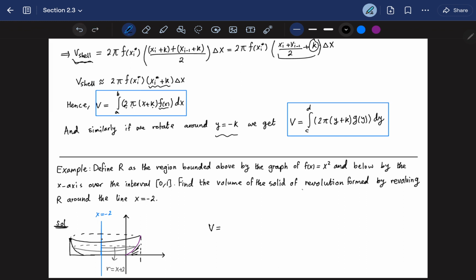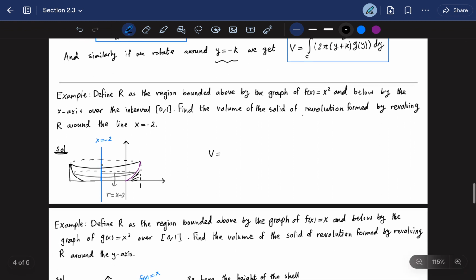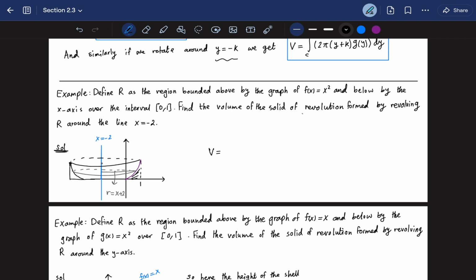So it's not a big difference. It's just like you add an additional number to your radii. Okay, so let's try it. If I have a graph of x squared and the x-axis, so the region is bounded by these two on the interval from 0 to 1, and we want to find the volume of revolution around x equals negative 2.